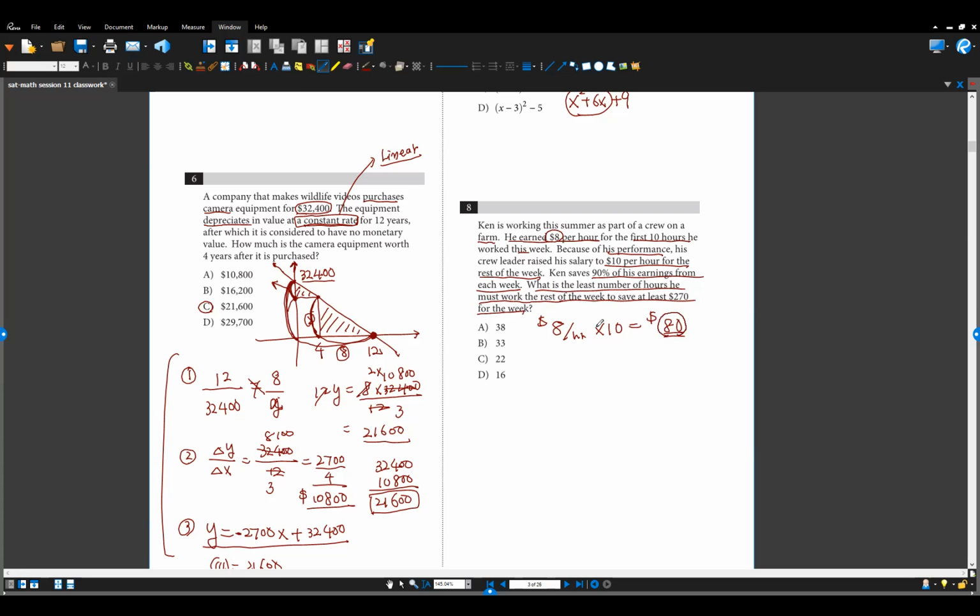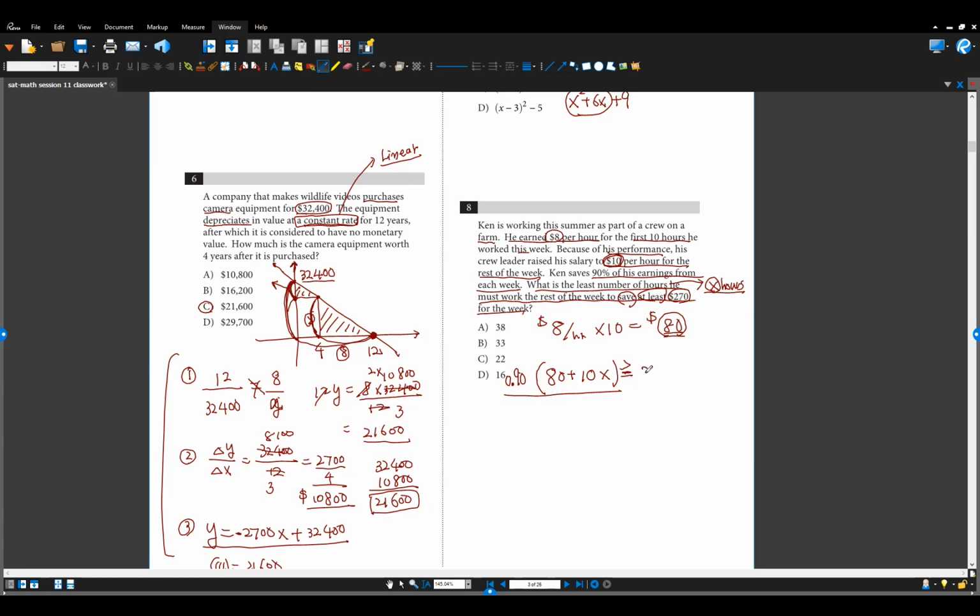Right from here, for the additional hours, you can write X hours. This is overtime. So 80 plus X hours, at what rate, $90, right? I'm sorry, $10. So $10 times additional time X is 10X. Yeah, that is the total amount. But he saved around 90%, so 0.9. We are talking about what? He saved at least 270. That is the saved amount. At least is what? Greater than or equal to.